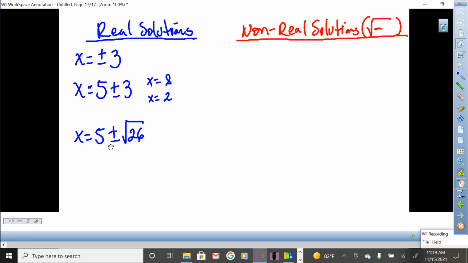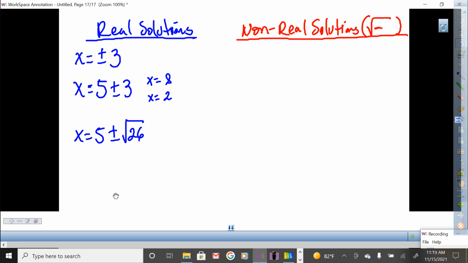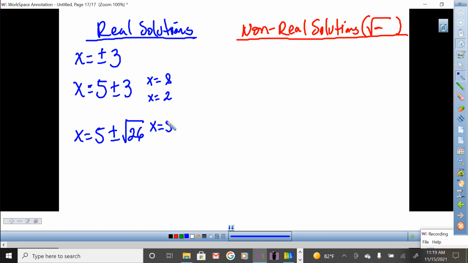Question: are these real solutions? Yes, they are. Why, Mr. Q? Because if they weren't, they would have a negative inside the square root like we did over here in red. Does everybody see that? All right, so these are real solutions. So what would be my two real solutions? X equals 5 plus square root of 26 and 5 minus square root of 26. So these are the possible solutions you're going to get tonight for your homework. Okay? Let's go to non-real.